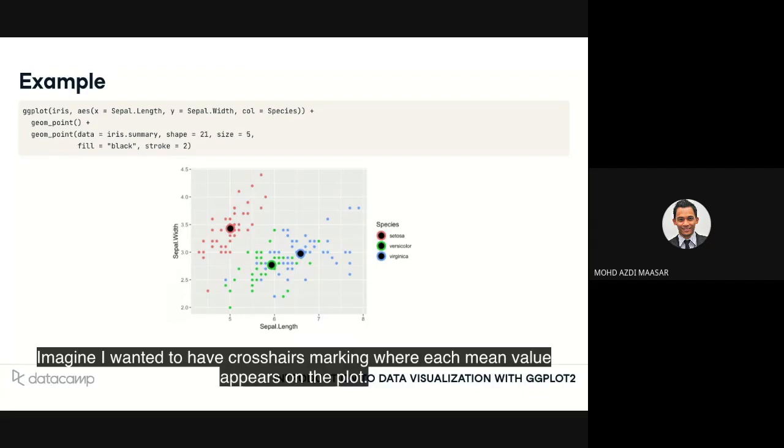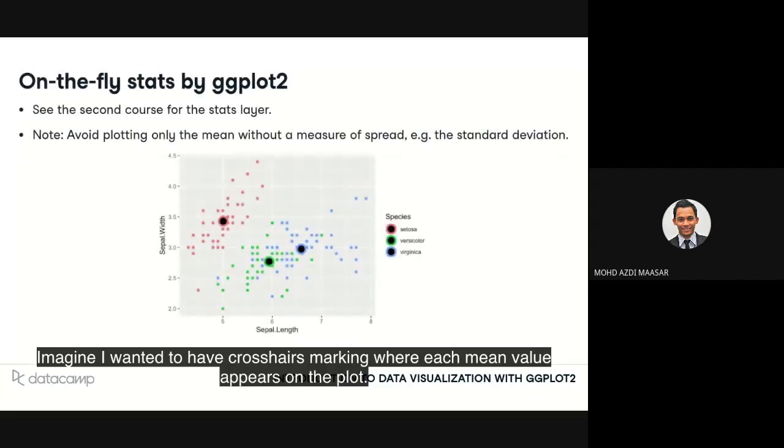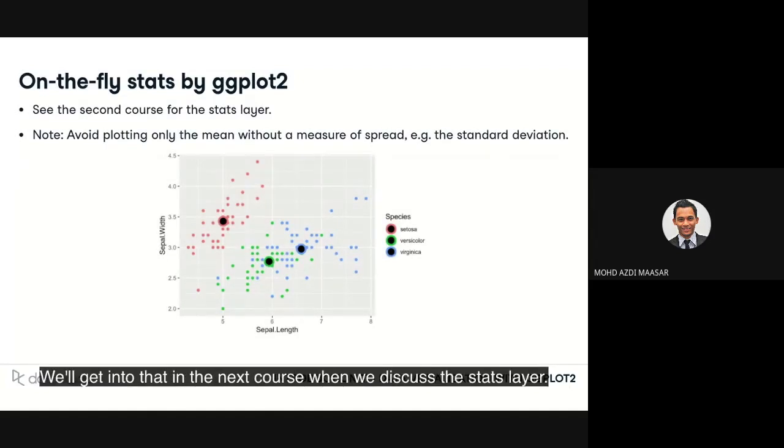Imagine I wanted to have crosshairs marking where each mean value appears in the plot. It's not fair to plot the mean without some measure of spread, like the standard deviation. We'll get to that in the next course when we discuss the stats layer.